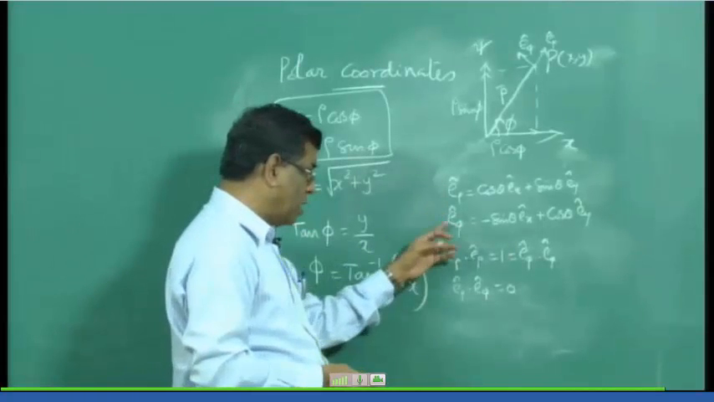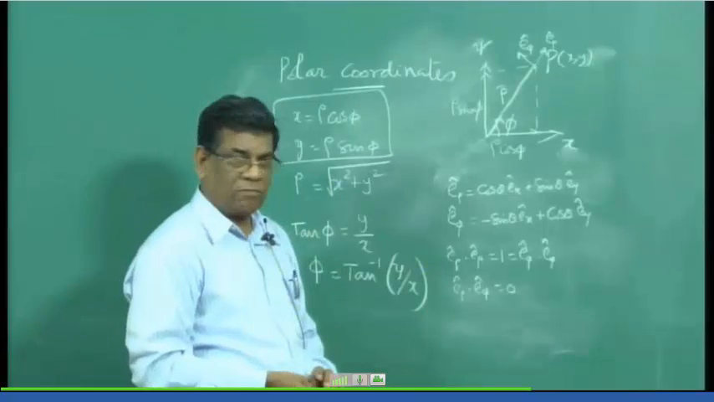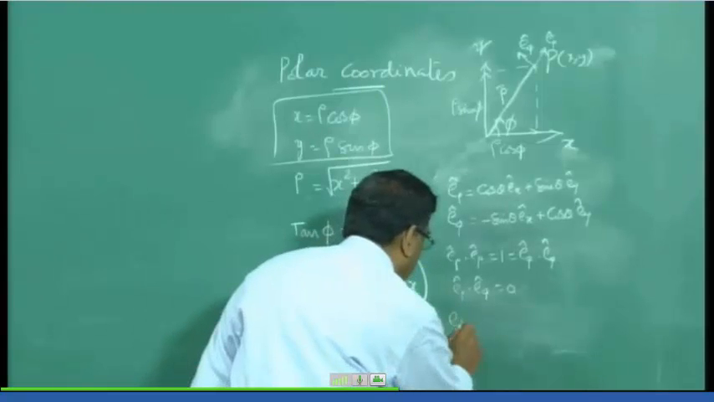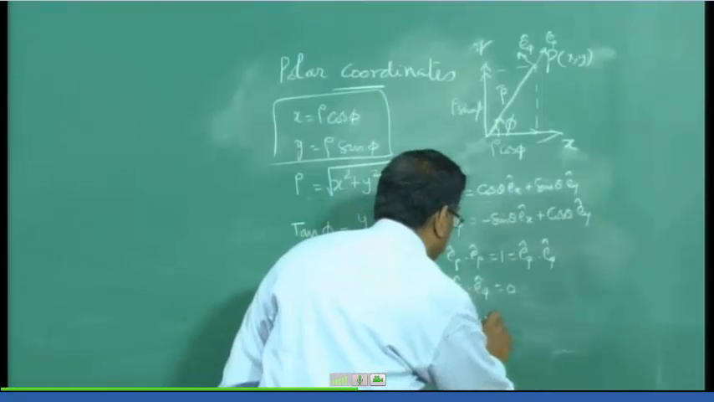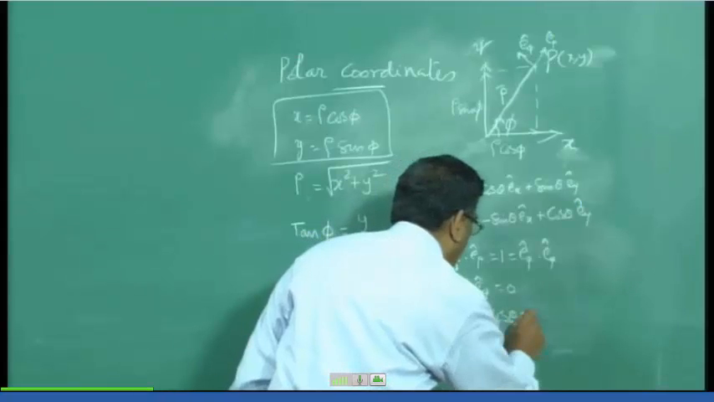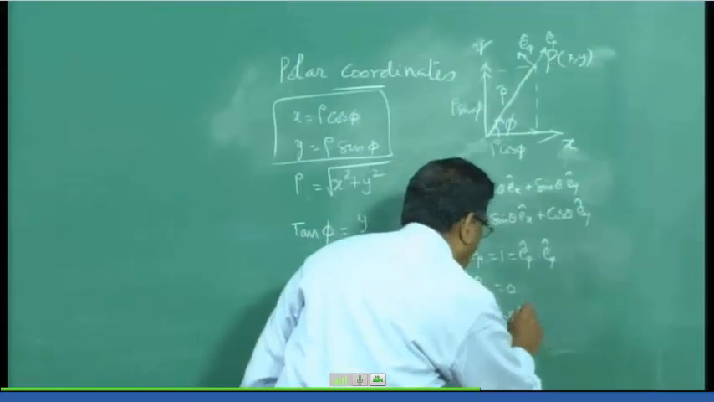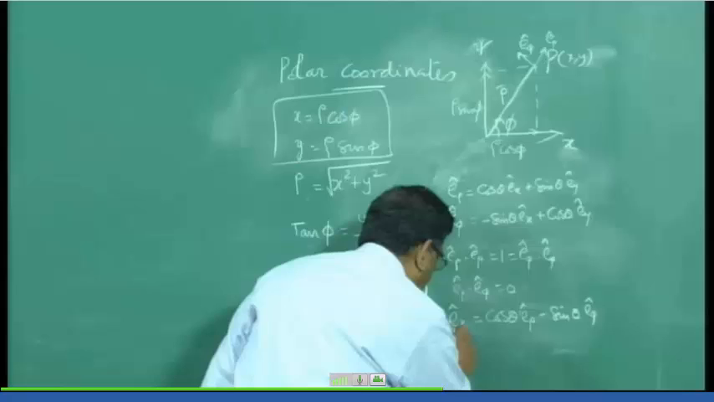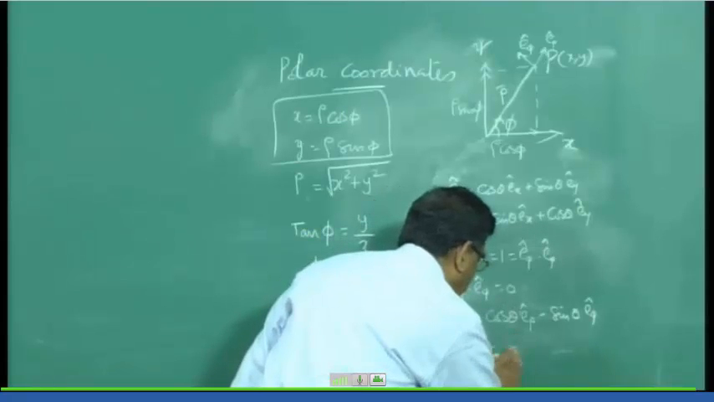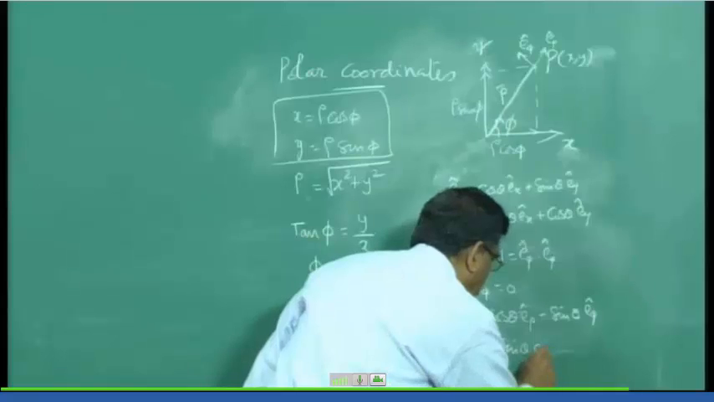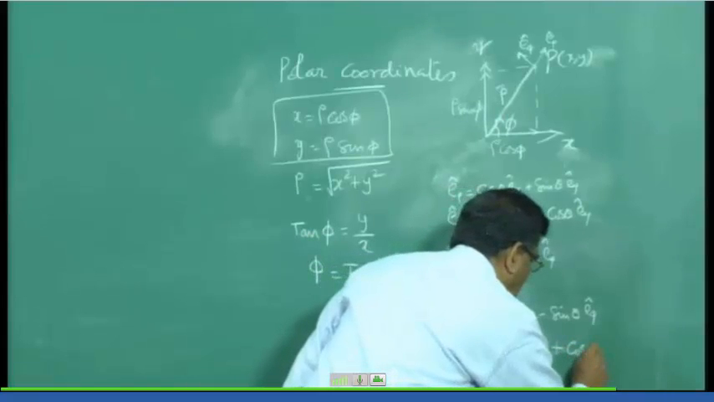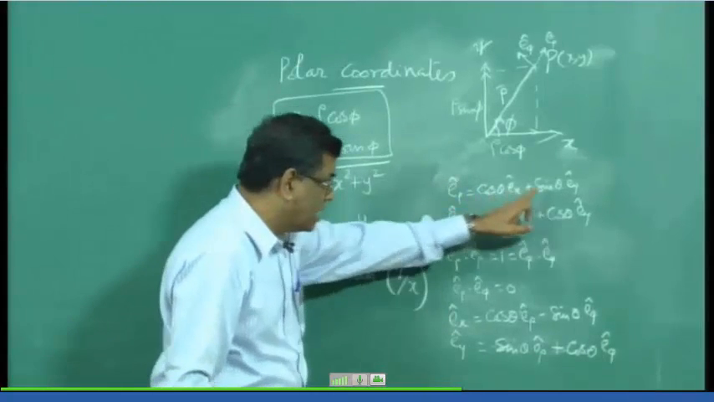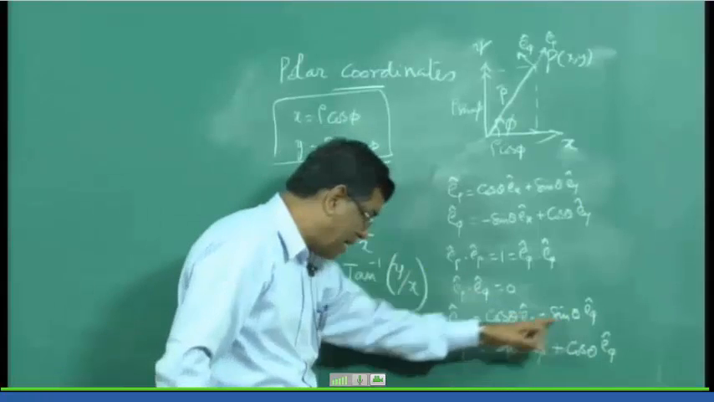Similarly, I can find Ex, Ey in terms of E rho, E phi. That will be the opposite of this. Ex will be cos theta E rho minus sin theta E phi, and Ey will be equal to sin theta E rho plus cos theta E phi. Okay, that is what I will get.